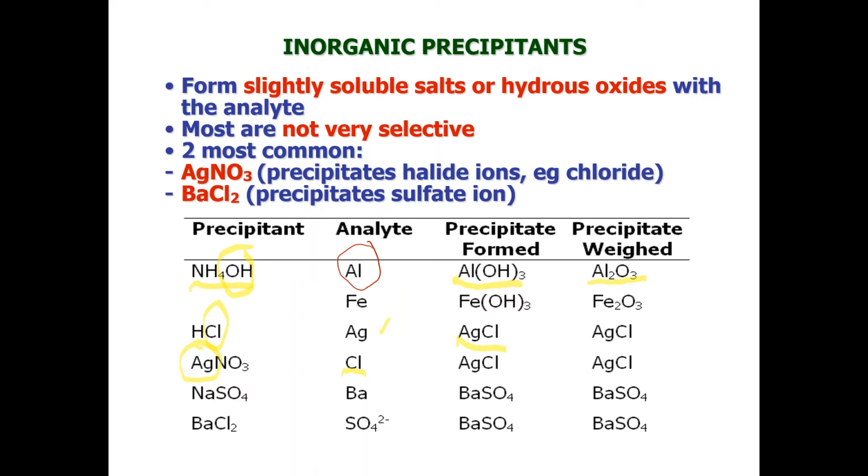Similarly, if we go down the table, barium is the analyte and barium sulfate is the precipitate. We add sodium sulfate, meaning that the precipitant is sulfate. What is the spectator ion? Sodium. That is how we look at the inorganic precipitant: which one is the real precipitant and which one is the spectator ion.